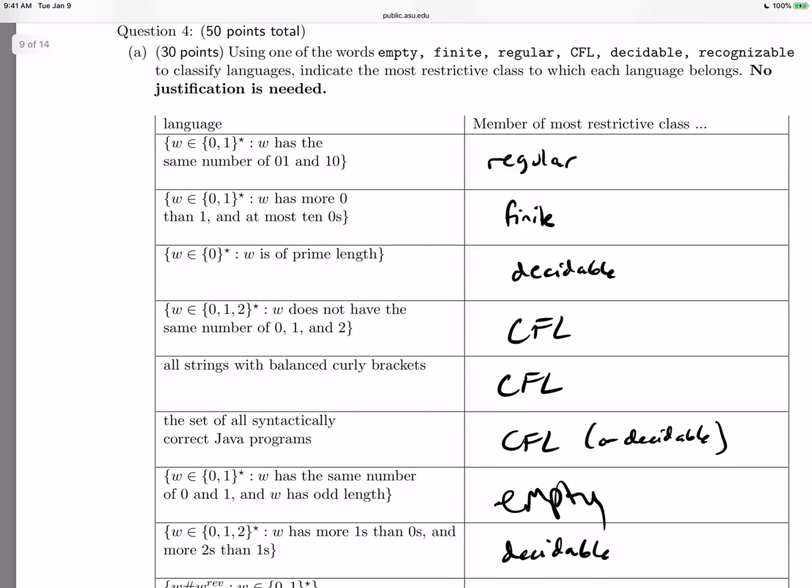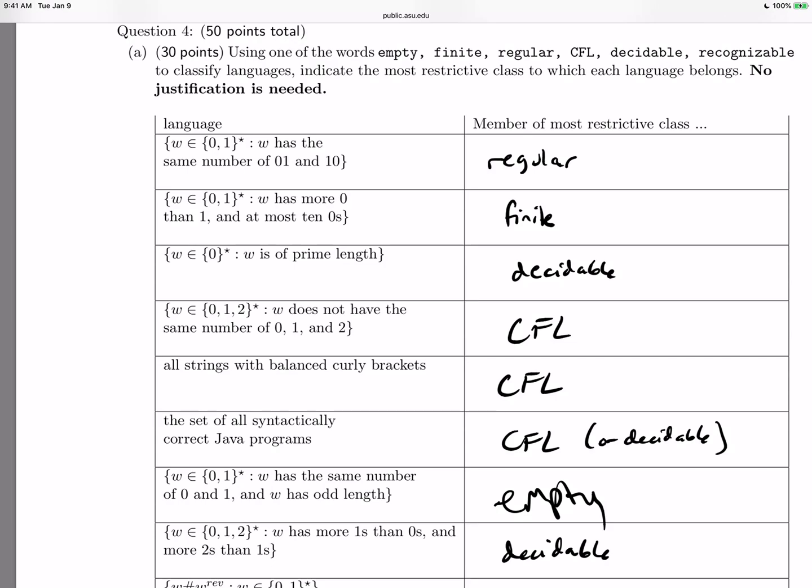So let's look at them in order. Same number of 0, 1, and 1, 0. We've seen that example before, which is starts and ends with the same character. Well, we've seen that before. Well, look at the second one. W has more 0 than 1 and at most 10 zeros. So the number of ones is at most also 10. So how many strings have that form?